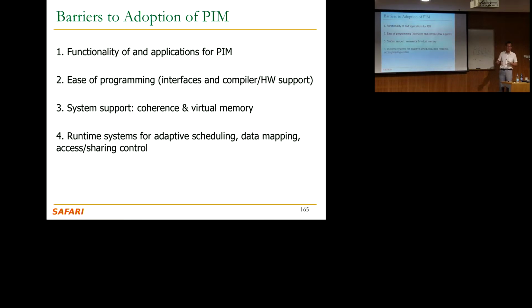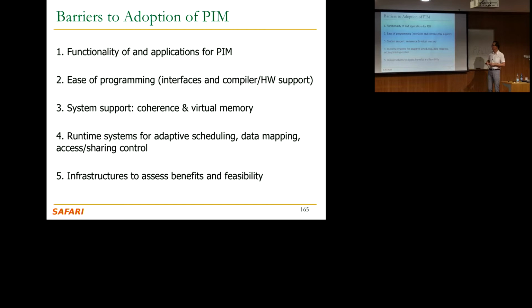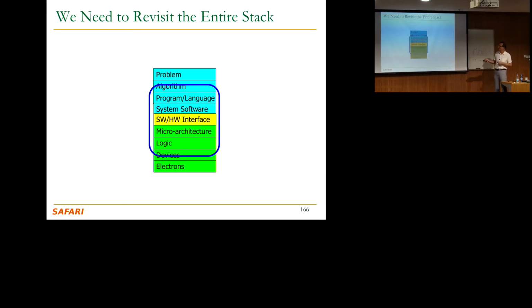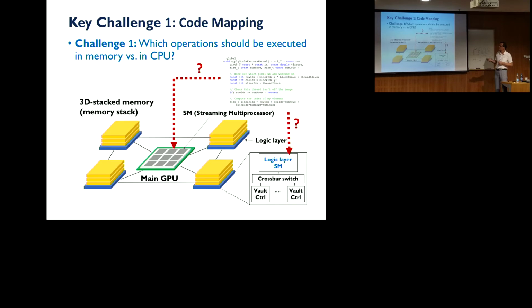And you need to have runtime systems for adaptive scheduling. This PIM-enabled instructions has a very simple runtime system. But if you actually do larger scale processing in memory, you need to have something even stronger, I think. And data mapping and access and sharing control. Because if you have an accelerator on the memory side, how do you share that now? How do you do the access control? And also, you need to develop infrastructures to assess benefits and feasibility. So there's a lot over here. So basically, I think we need to revisit the entire stack to be able to do this.